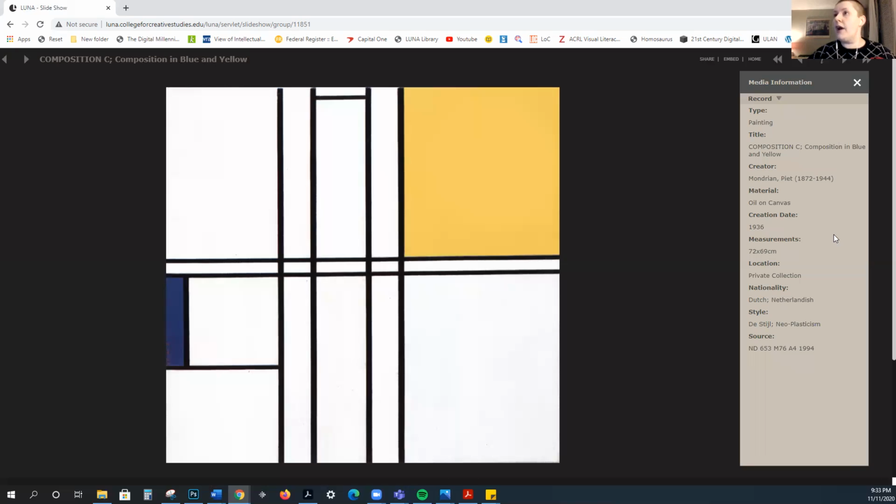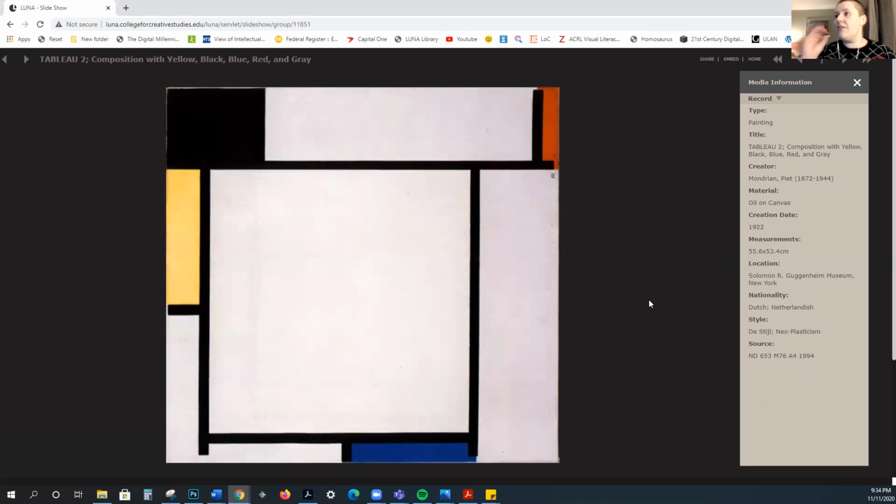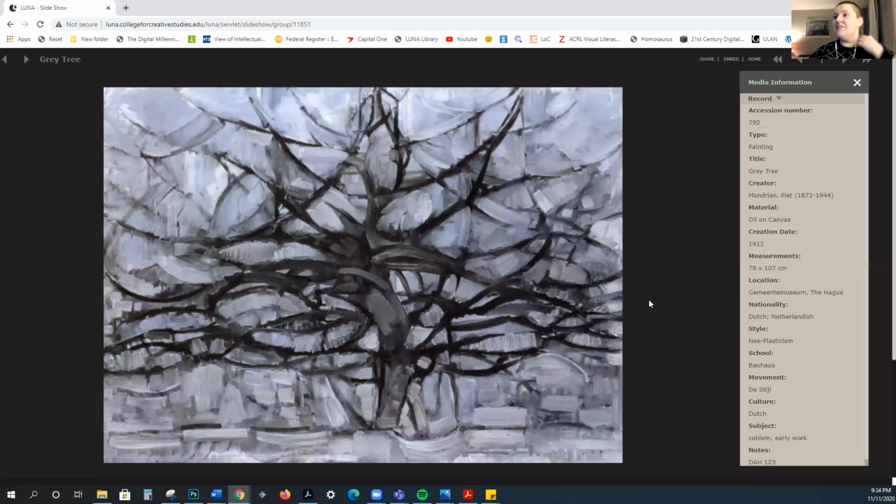This is another Mondrian from 1936 called Composition C. And his work is intended to convey absolute reality. So he is seeing the world as being pure geometric forms that underlie all of existence. And in 1920, he publishes a manifesto for this style. And he develops this severely geometric style between 1915 and 1920.